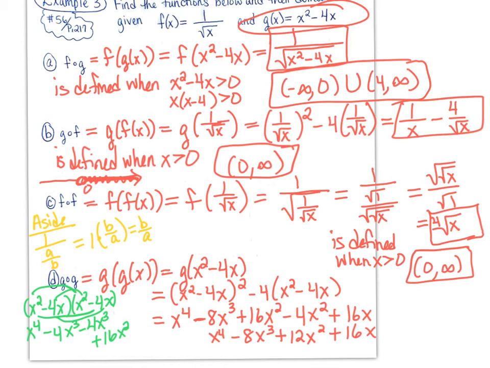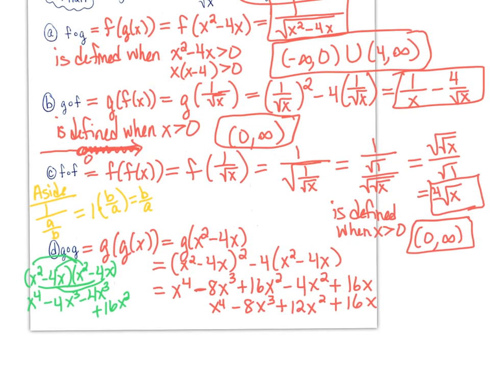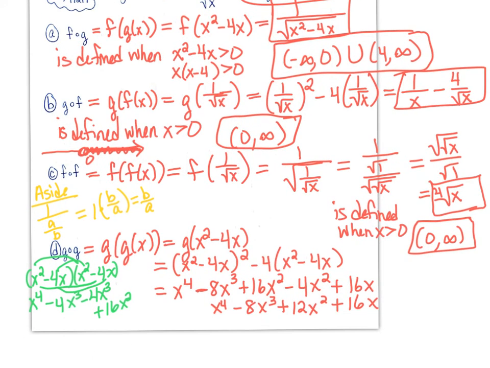Questions here. What's the domain of this polynomial? All real numbers, and in interval notation, that is what? You got it. So this is the composition, and the domain is negative infinity to infinity.